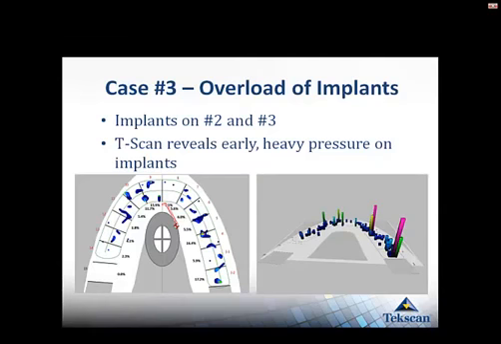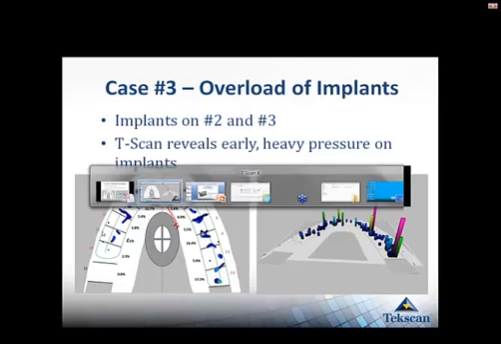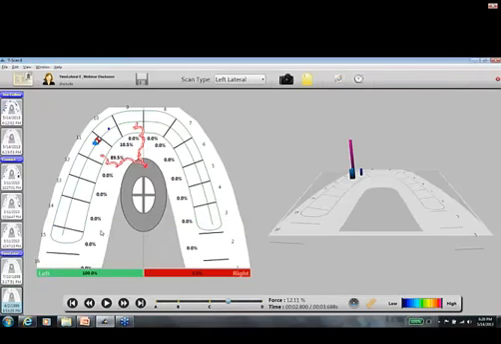The third case we're going to look at is the overload of implants, because TScan isn't necessarily something that has to be used only if you're doing a full equilibration all the time. Even if you just want to do a quick check on your implants to make sure that they're not overloaded, what we can do with TScan is make sure that the implants load later than everything else and load with less pressure. So let's take a look at this case.